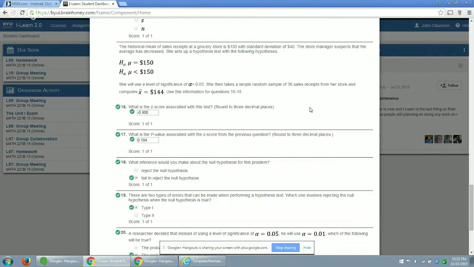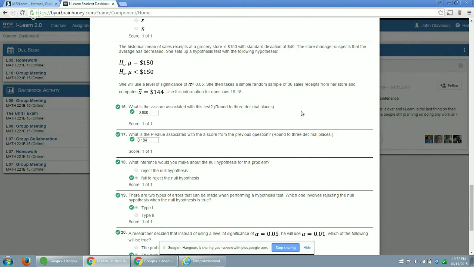It says we will use a level of significance of 0.05. So that's the value we're going to set. If the p-value we get from our Z is going to be lower than that or above that, that's what we're going to use to determine if we're going to fail to reject or reject the null hypothesis.